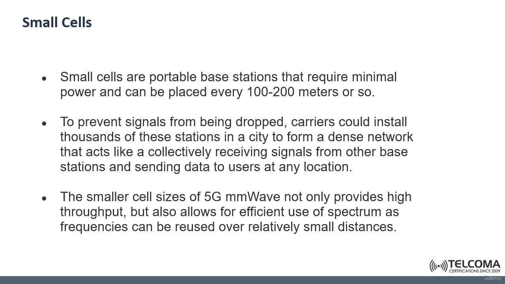So the smaller cell size of 5G millimeter wave is not only providing high throughput, but it will also allow the operators efficient use of spectrum, because the frequency can be reused over relatively small distances.